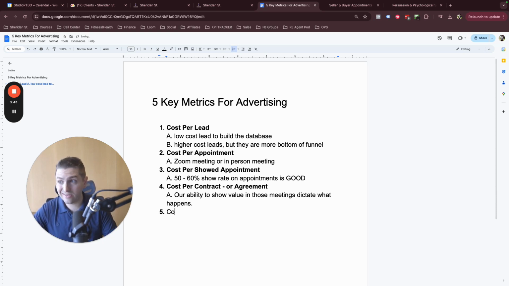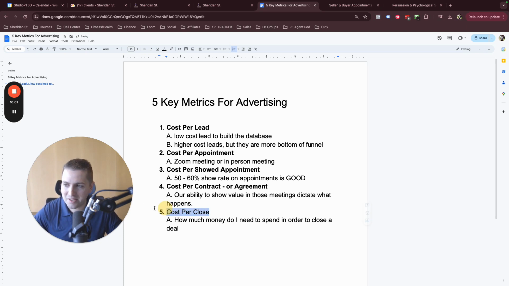And the key is, what is your cost per close? Really, at the end of the day, it's this: how much money do I need to spend in order to close a deal? Now, the problem becomes everyone always either looks here or they look here.